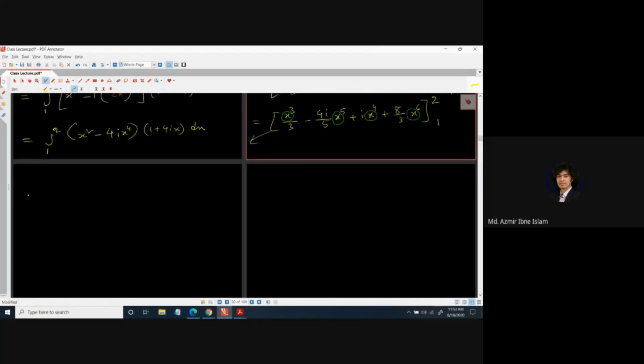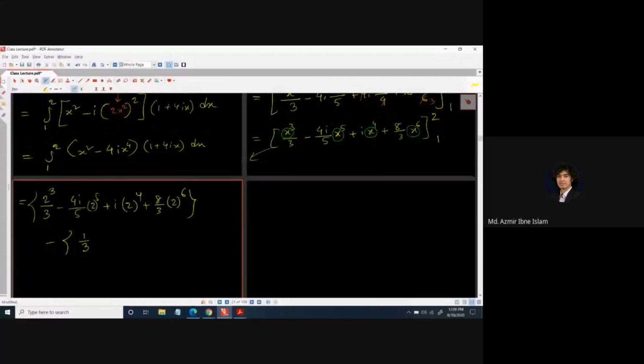From this part, we are working for the upper limit. That means f of b minus f of a, if we have integration from a to b of f of x dx. So this is the fundamental theorem of calculus. First of all, let's work with the upper limit.